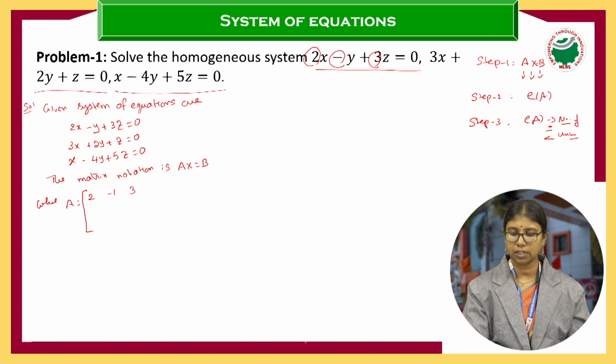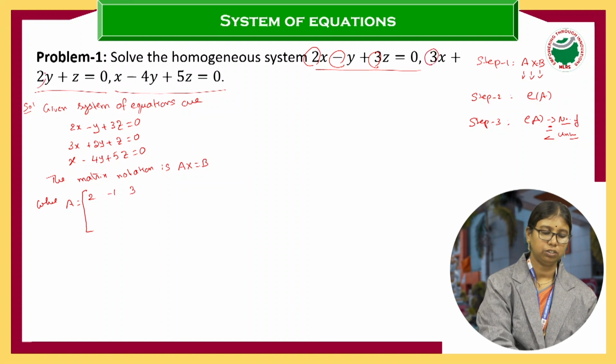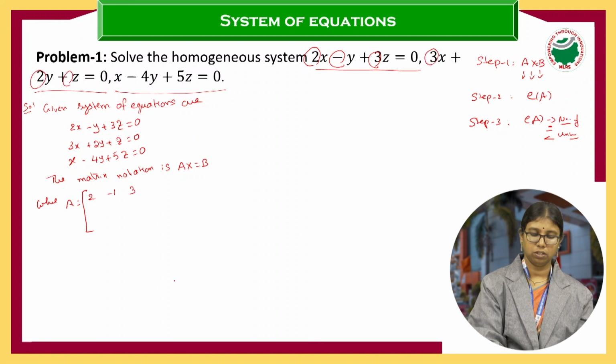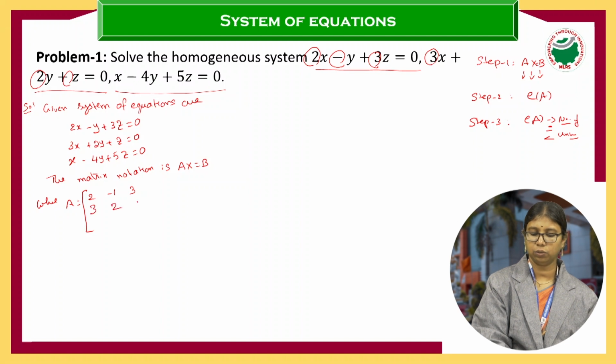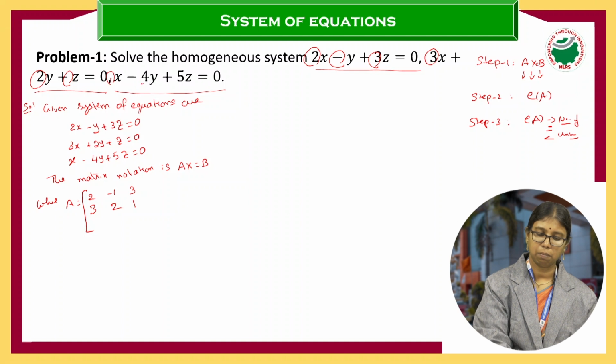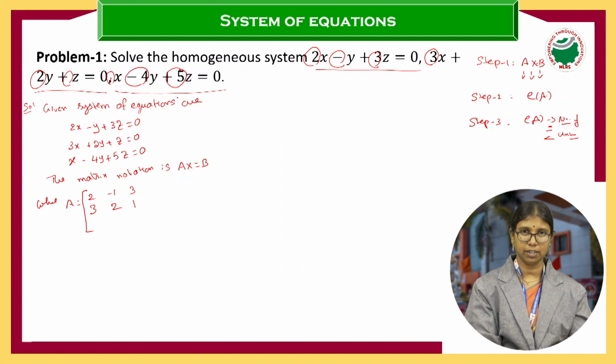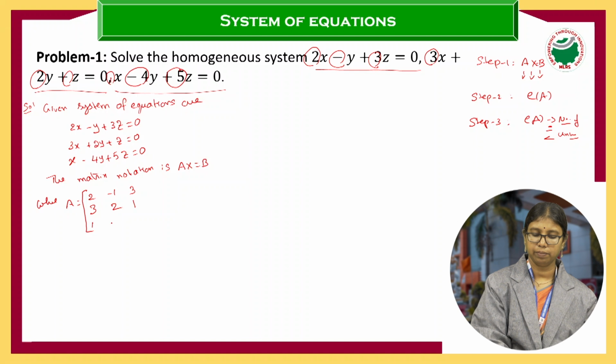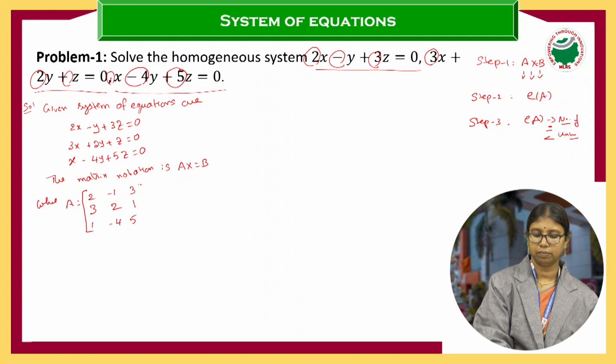Next, the coefficients in the second equation are 3, 2 and here 1. So, the coefficients are 3, 2, 1. Next, the coefficients in the third equation are 1, -4, 5. With the sign, I am taking the coefficients 1, -4, 5.